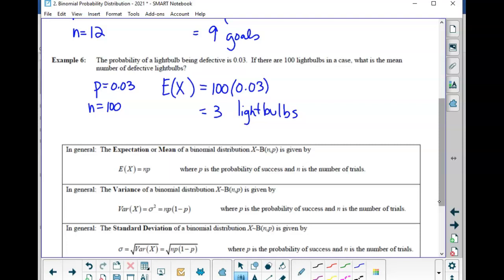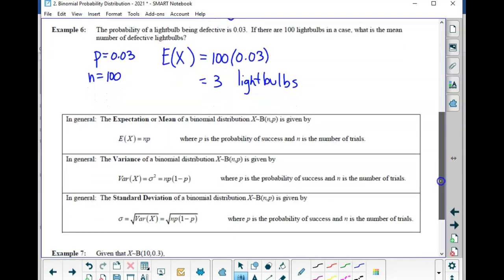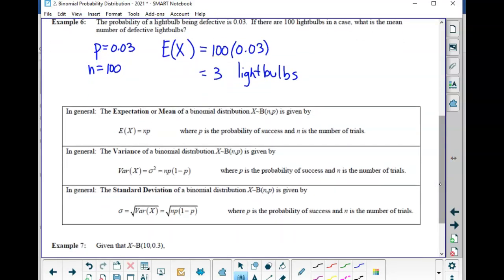So p is the probability of success, n is the number of trials. Variance. Okay, so for the variance of a binomial distribution, we're taking the probability of success times the probability of a failure or a miss times the number of trials. And that's the variance, so standard deviation is the square root of that. Okay.